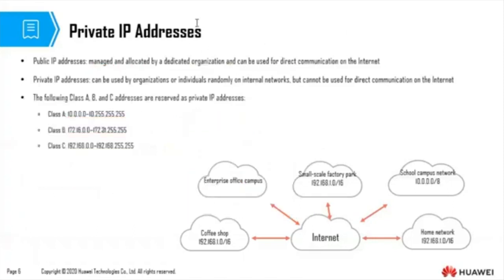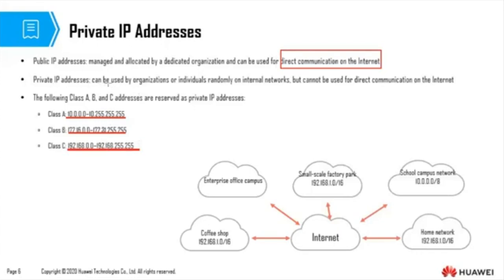Private addresses can be used. Please note, we've said here that public addresses are used for direct communication on the internet. On the other hand, private IP addresses cannot be used on the internet. They cannot be routed on the internet. What that means is you cannot have a source address between these values and be routed on the internet. Are you getting the point? Are we together?